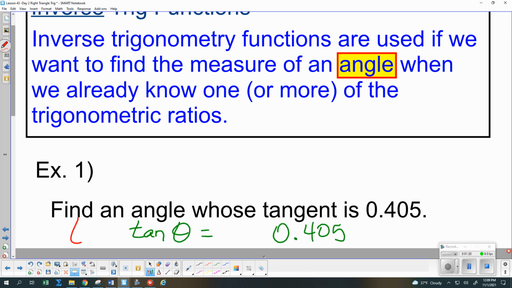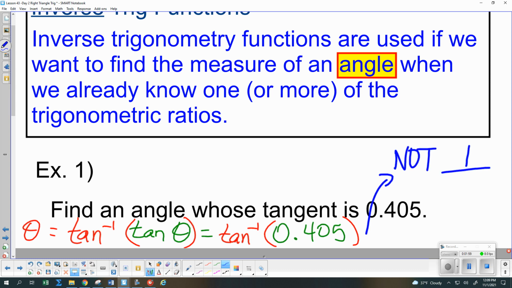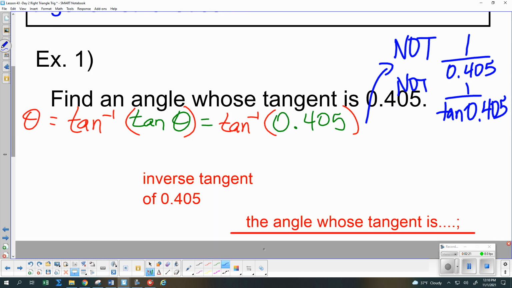Our notation for the inverse is going to be tan with what looks like an exponent of -1. I want to take the inverse tangent so that that will undo this, and I will just have my angle. So if I take the inverse tangent on the left, I have to take the inverse tangent of whatever is on the right. You're going to very quickly get to where you aren't writing it out like this. You just write inverse tan of 0.405. I need to point out this is not 1 over 0.405. It is not 1 over the tangent of 0.405. It means the angle whose tangent is. So to find that, we simply punch that into our calculators.